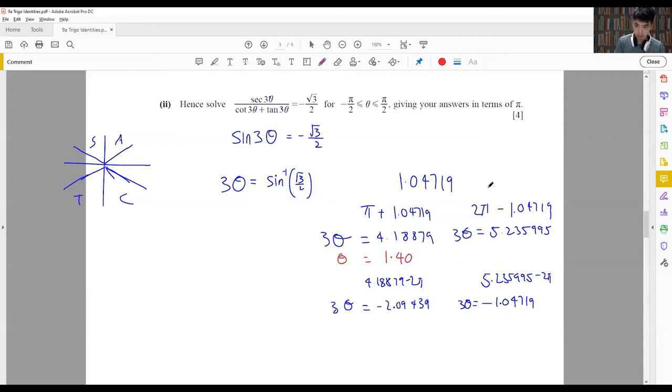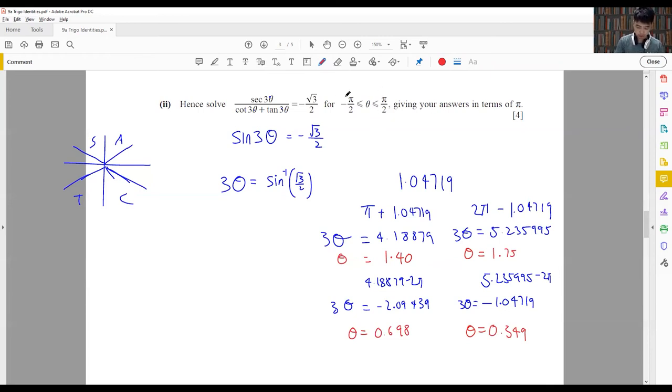Then this one here, 5.235995 divided by 3, you would have gotten 1.75. This is for theta. Do the same for this, negative 2.09439 divided by 3. This theta value is equal to negative 0.698. And lastly, for this, negative 1.04719 divided by 3, theta is equal to negative 0.349.